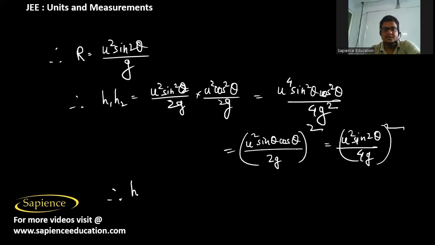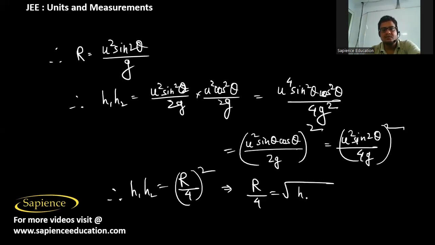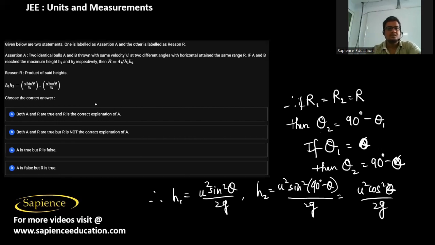It means I can say h1 h2 is nothing but R by 4 whole square. Therefore R by 4 will be equal to root over h1 h2, so the range is 4 root over h1 h2. The reason, the product of the heights h1 h2, is equal to this. Hence the reason is also the correct explanation for the assertion. So both A and R are true and R is the correct explanation of A. So option A is the correct answer.